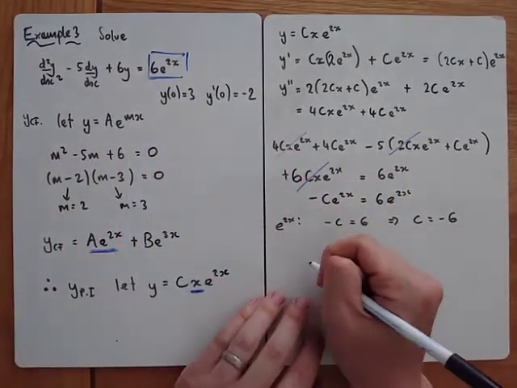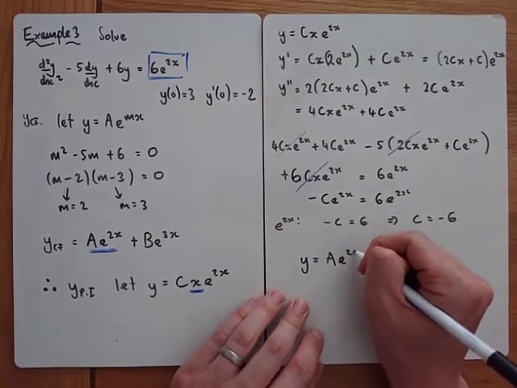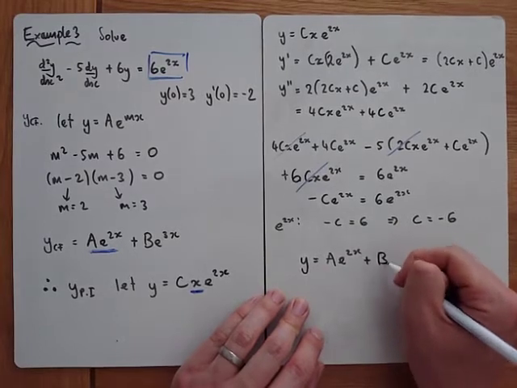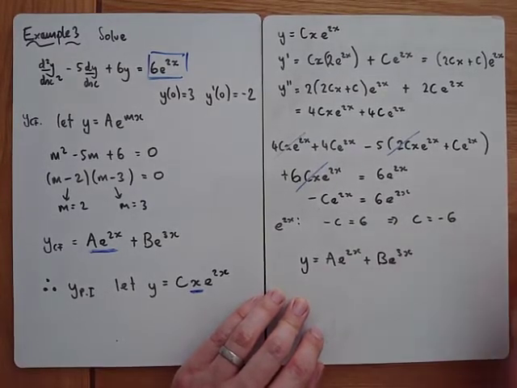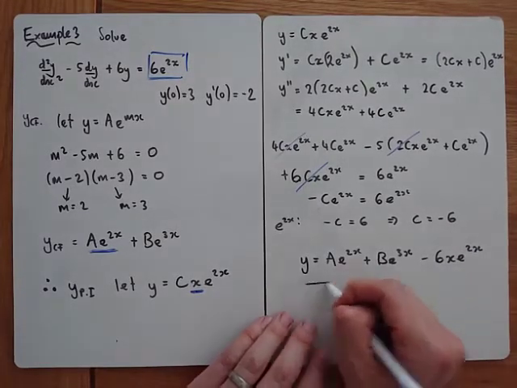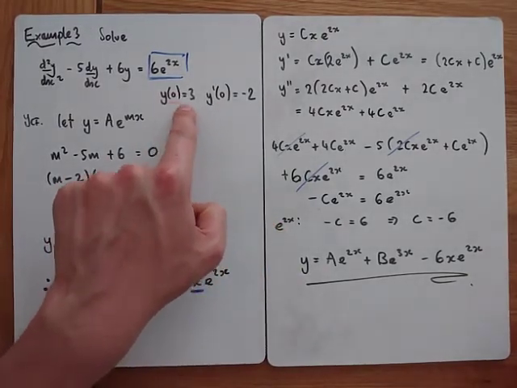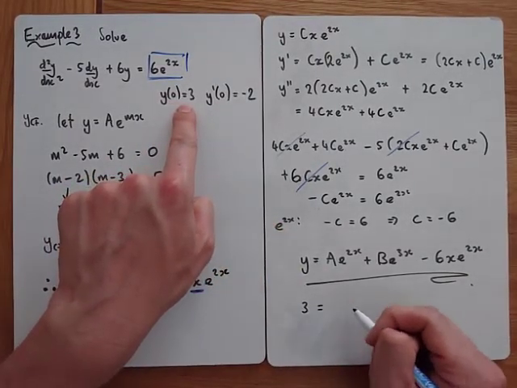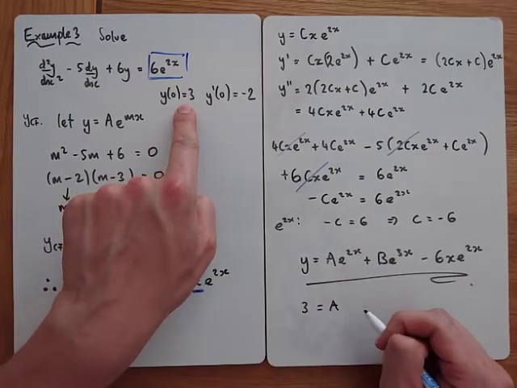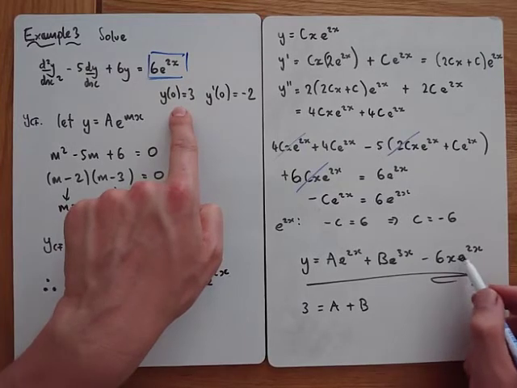Okay, so my full general solution we should write down would be a e^(2x) plus b e^(3x) minus 6x e^(2x). So there's my general solution. Should we use this information? So when x equals 0, y equals 3. e^0, don't forget, is 1. And if I sub x is 0 into this, that disappears.